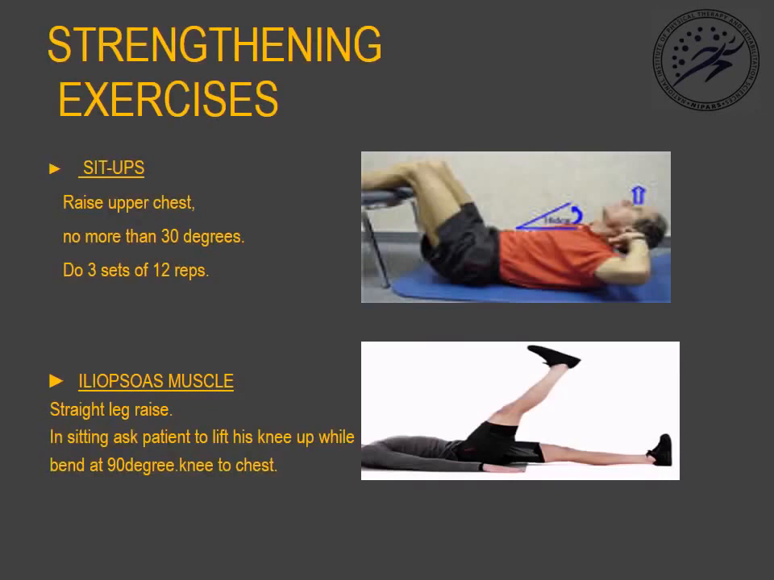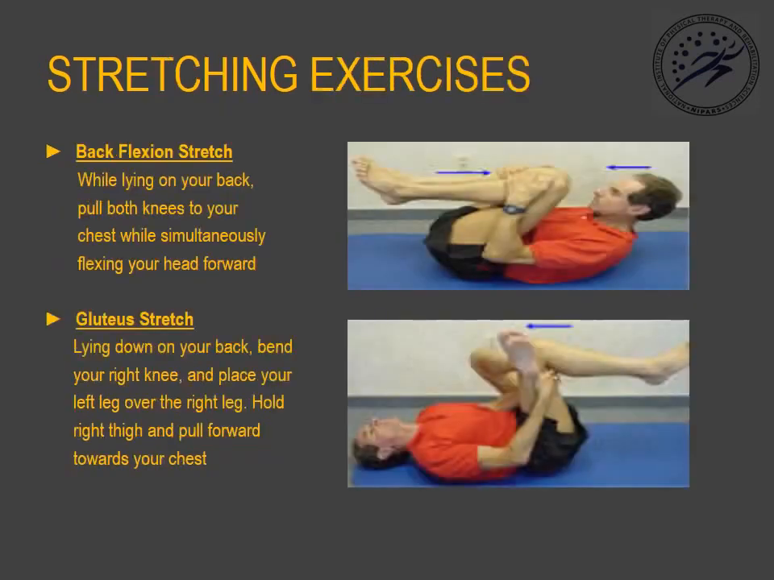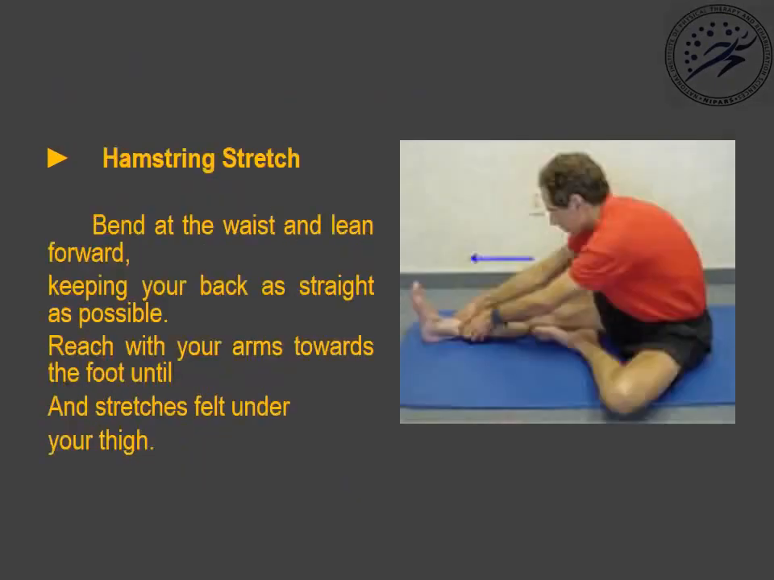Strengthening exercise will improve the range of motion of the back, abdomen and legs, and help relieve pain caused by spondylolisthesis. Stretching exercise should also be performed. It includes back flexion stretch, gluteus stretch, hamstring stretch, which can be done in various positions as taught by our physical therapist. It is a very important stretch to prevent tightness of the muscle due to the pain.